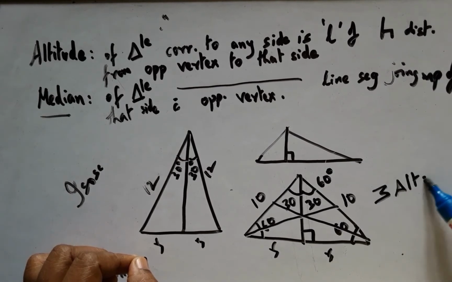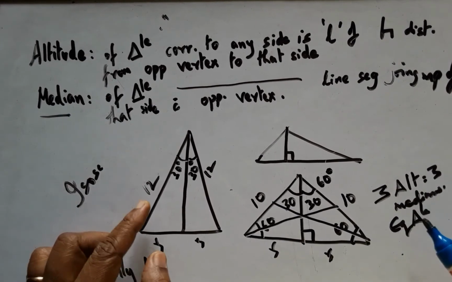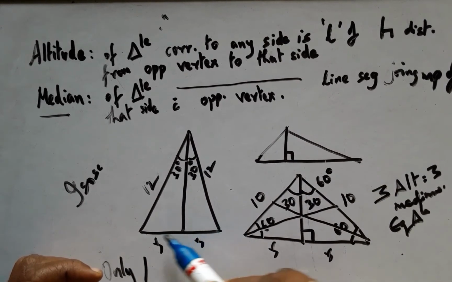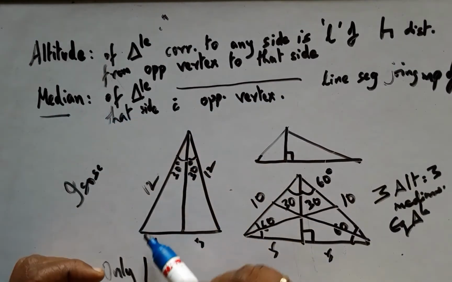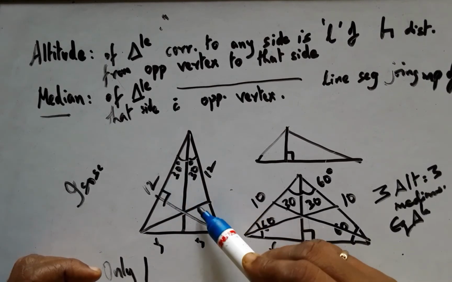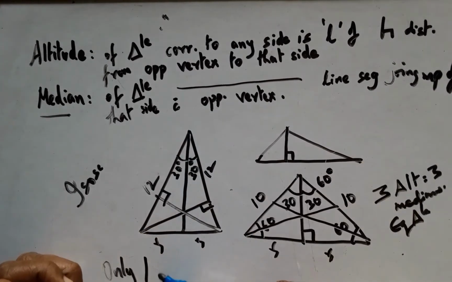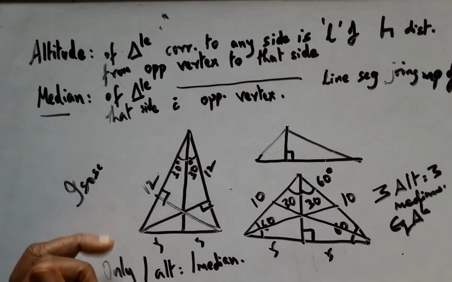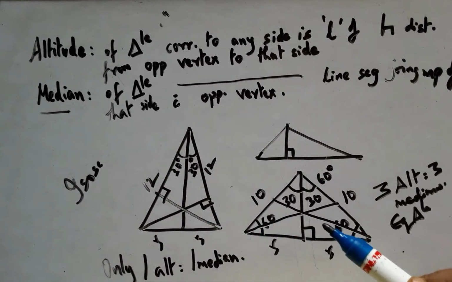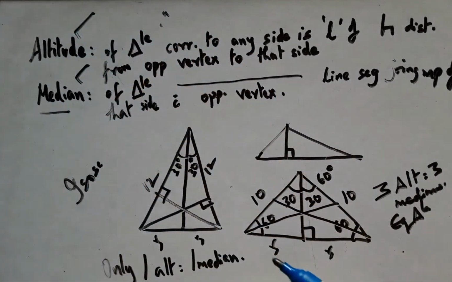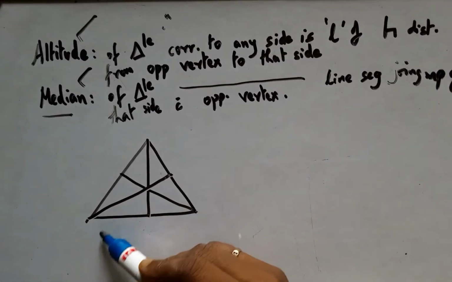3 altitudes are the 3 medians of an equilateral triangle, whereas in an isosceles triangle only one altitude plays the role of the median, because it also bisects the third side, which is the definition of the median. And here you can see the other 2 altitudes cannot play the role of the median. Only one altitude becomes one median in an isosceles. This is the chief difference between these 2 triangles, whereas for all other triangles, altitude is totally different from the median.